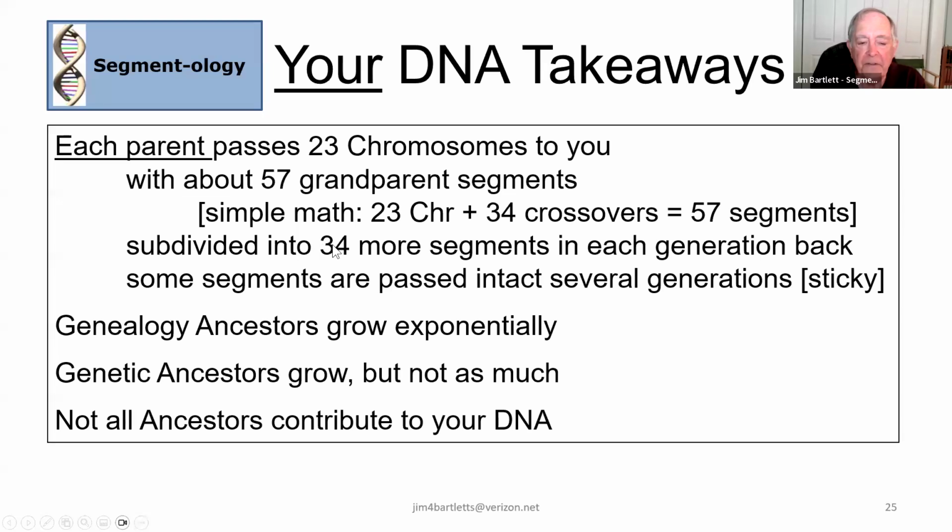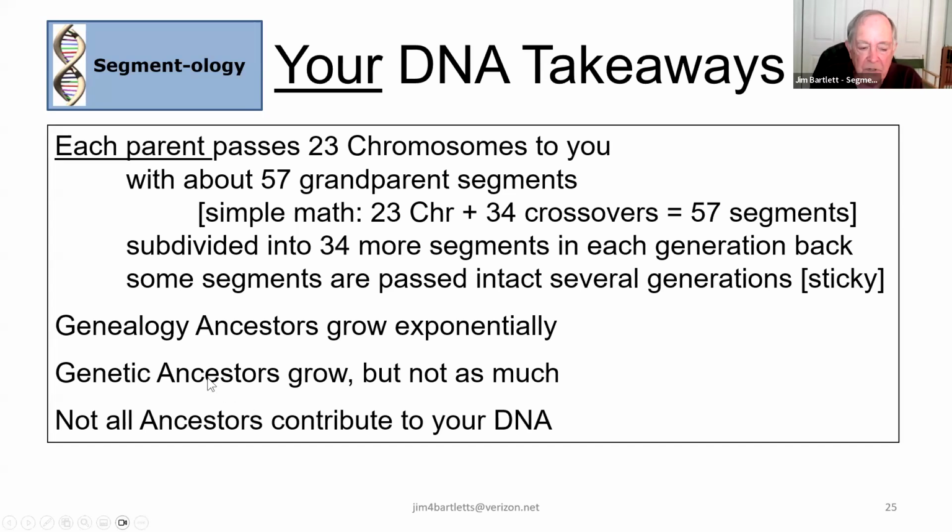And then it subdivides into 34 more segments for each generation going back. So you could add 34 and 57 and get 91. So you'd have about 91 segments from your great-grandparents. And one of the tables in my blog post shows, taking this out to about 8th cousins, how many segments you would get from them. So the ancestors grow exponentially: 2, 4, 8, 16, 32, 64.